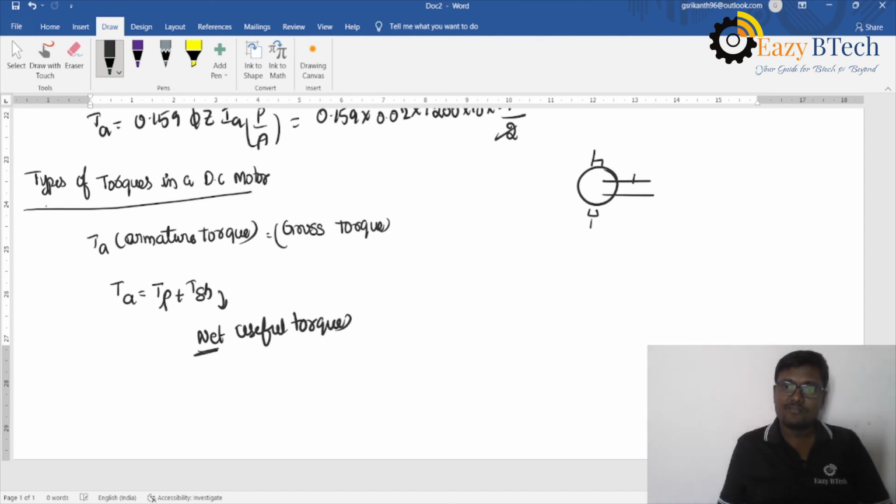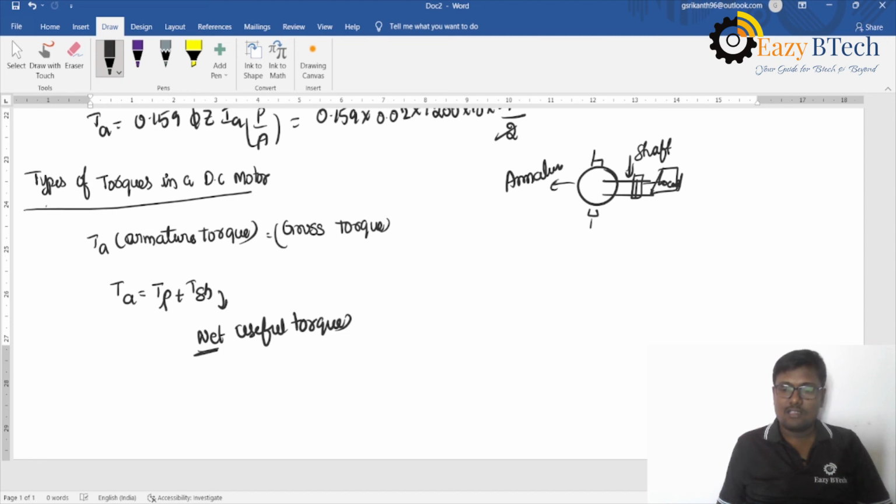If I draw the armature, and the armature is connected to a load, the armature is coupled to a mechanical load. Let us say that is the wheel. We can apply a brake drum. The armature torque or generated torque. So there are friction and windage losses.